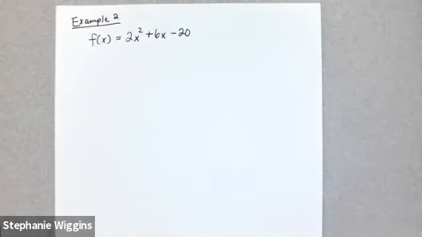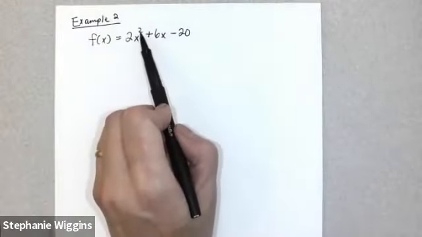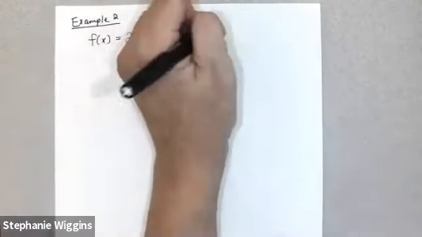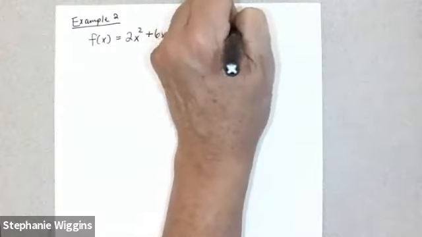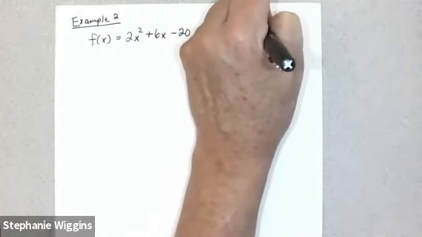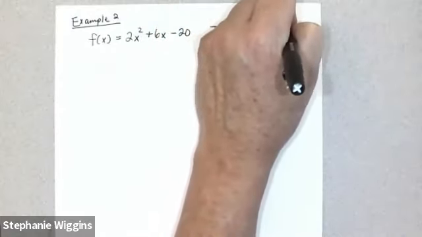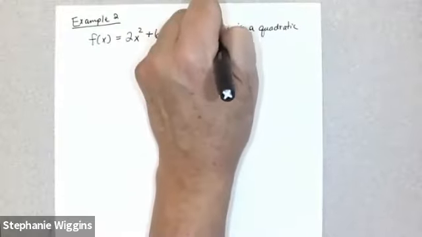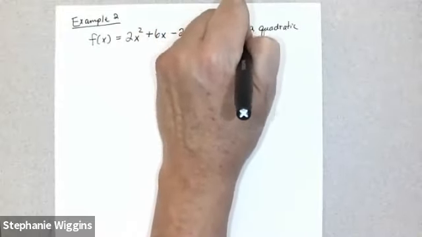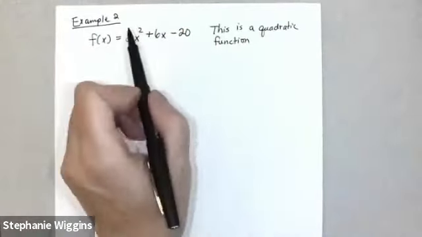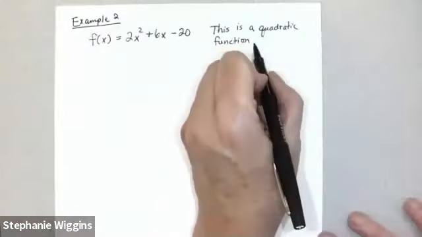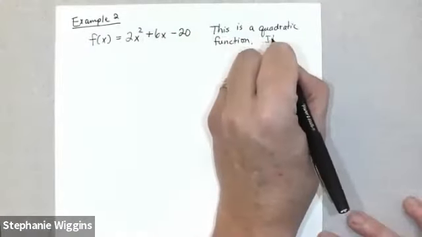Okay, this is not a linear function. This is a quadratic function. Notice we have an x squared in here. So the degree, this is a polynomial of degree 2. That's a quadratic function. So it's a parabola.